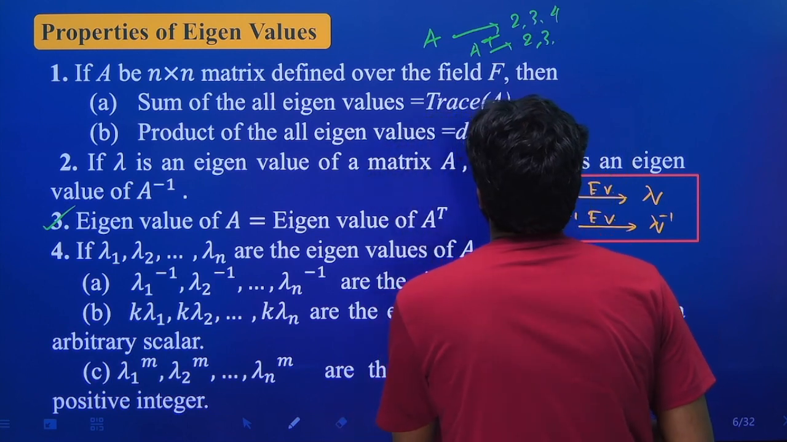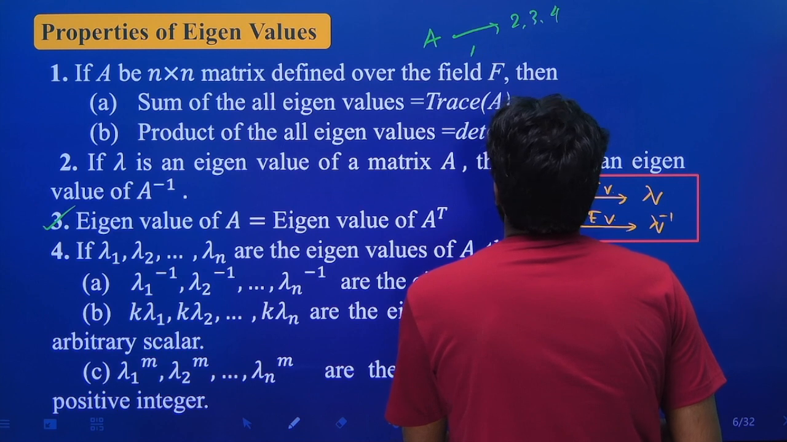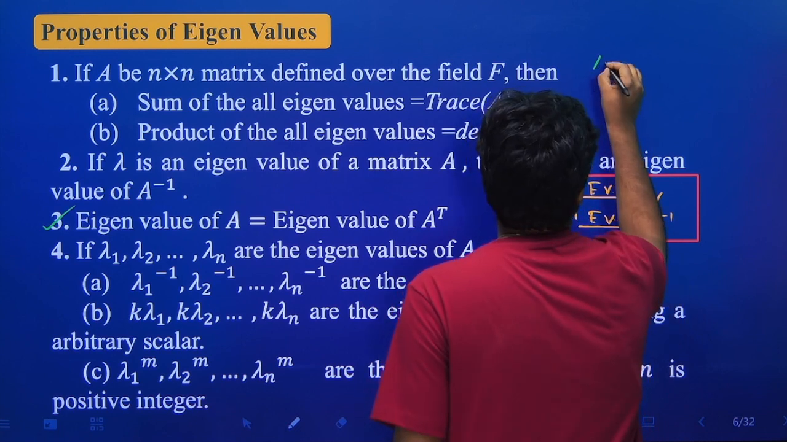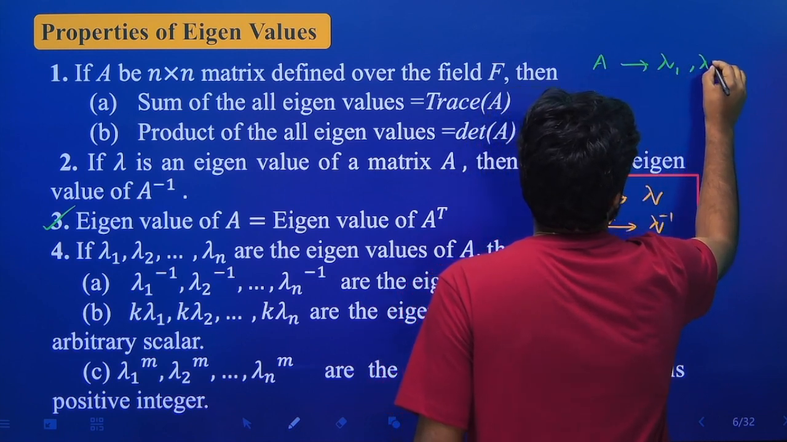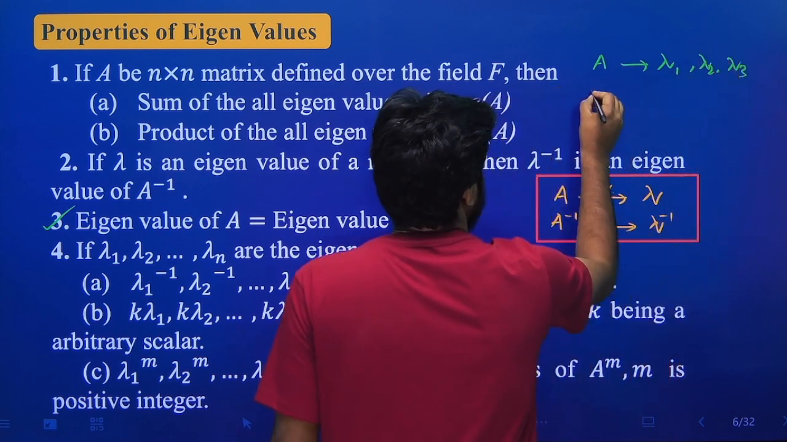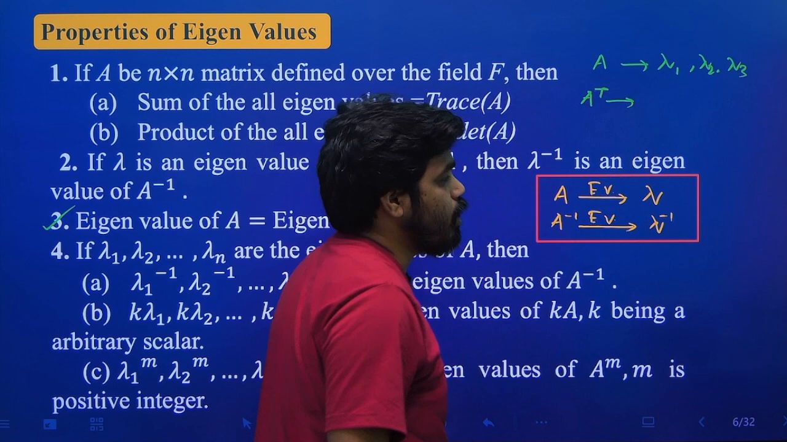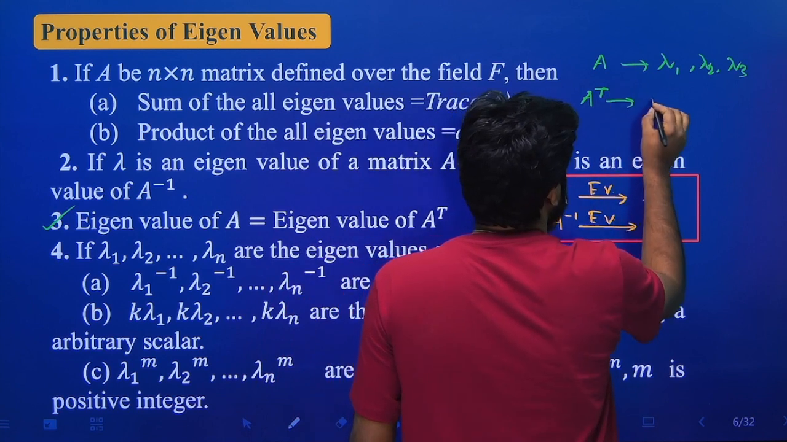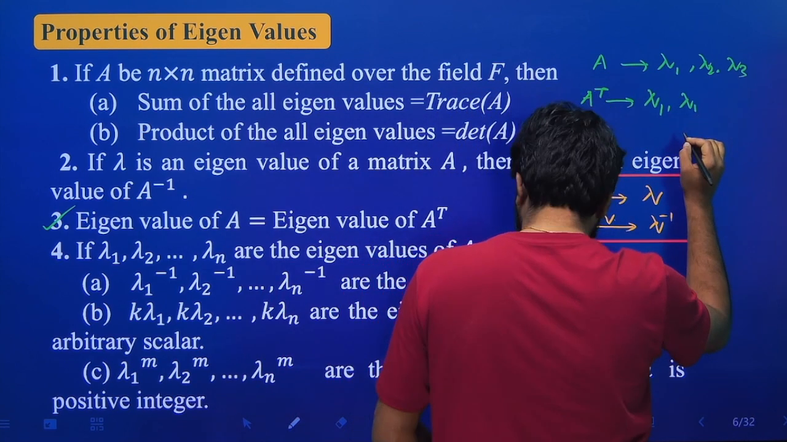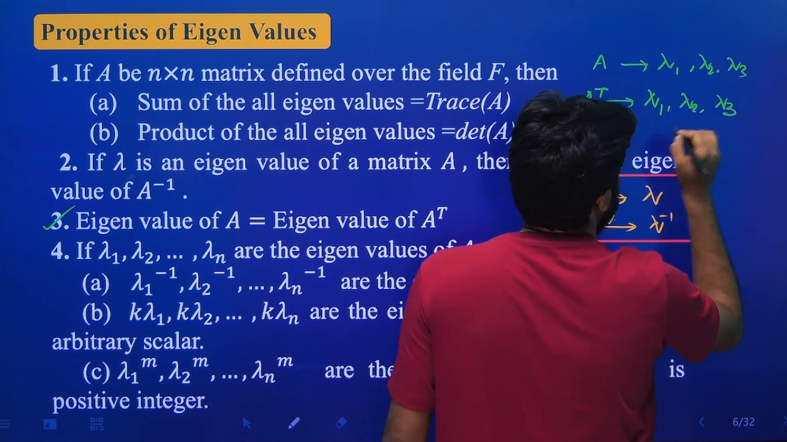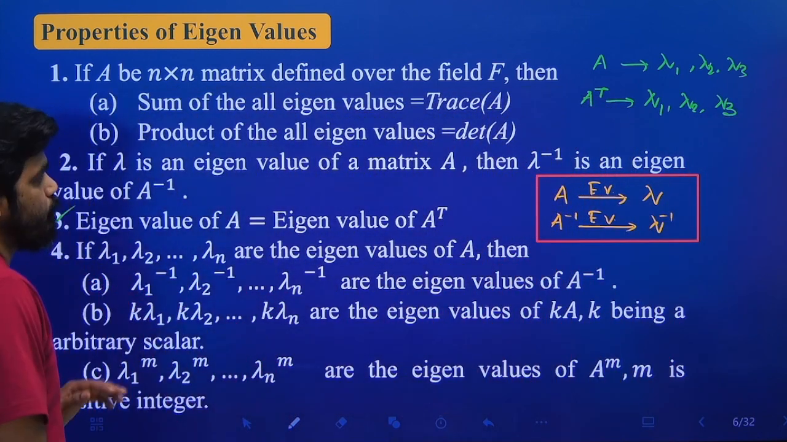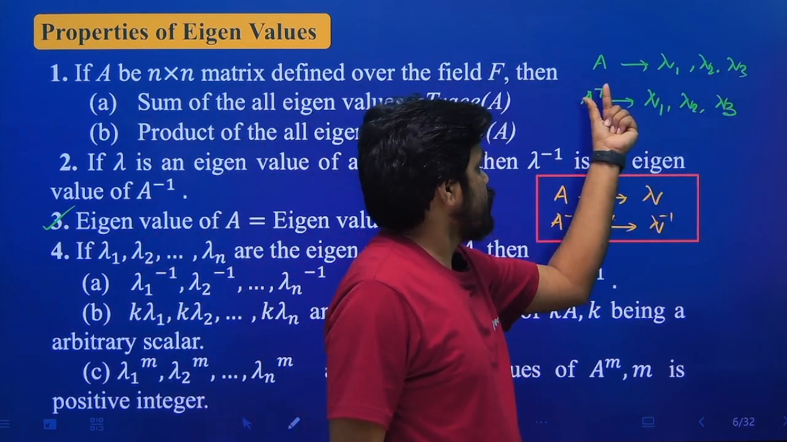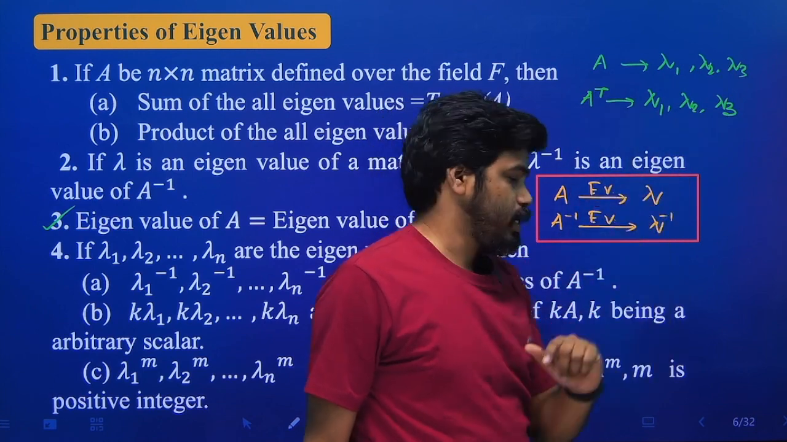Suppose let A be a 3 cross 3 matrix whose eigenvalues are lambda 1, lambda 2, lambda 3, then A transpose's eigenvalues will be the same, because eigenvalues of A is equal to eigenvalues of A transpose. That means A transpose's eigenvalues will be lambda 1, lambda 2, lambda 3. It is very important. If the matrix A has eigenvalues lambda 1, lambda 2, lambda 3, then A transpose's eigenvalues will be the same, that is lambda 1, lambda 2, lambda 3.